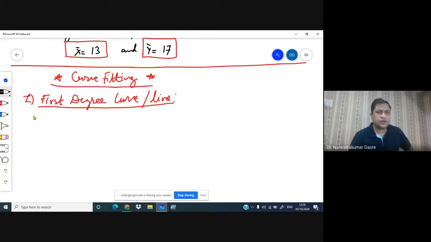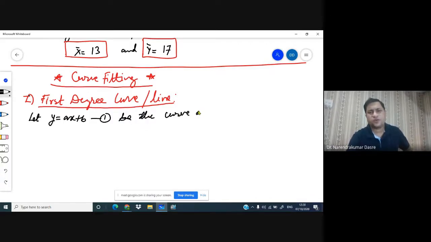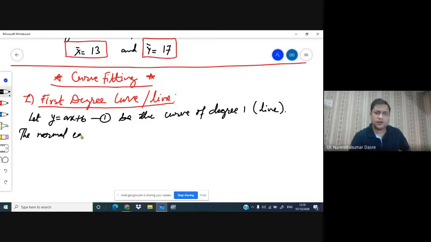So what we have to do here? Okay, what we'll be having? Let y is equal to ax plus b. Okay, this is equation one being the curve of degree one, or be the line. Then the normal equations are given as. Yeah. So before I write the normal equations, you need to understand this is the line.